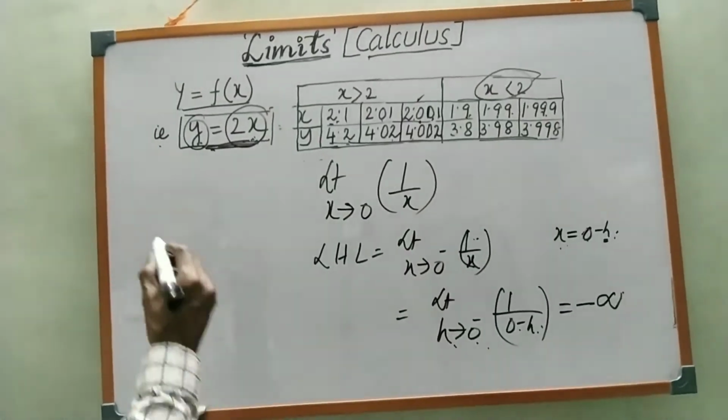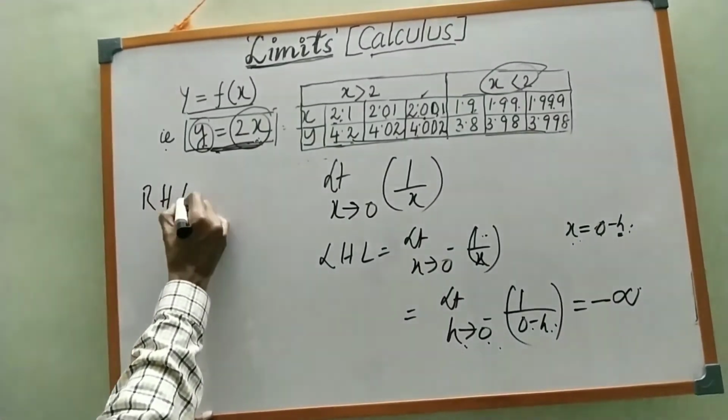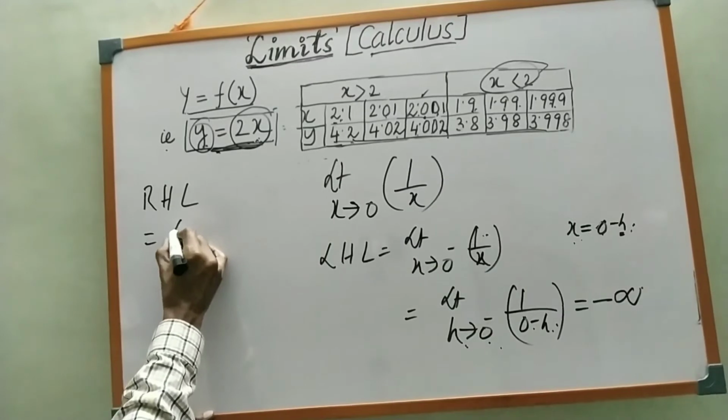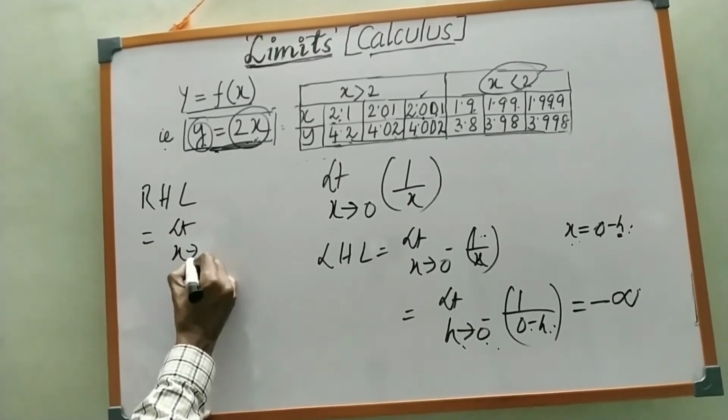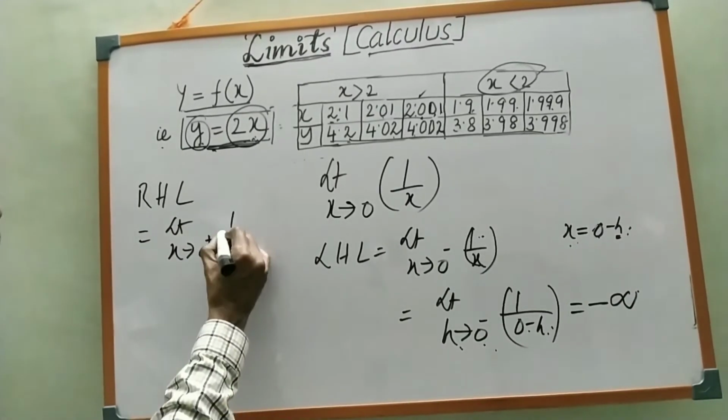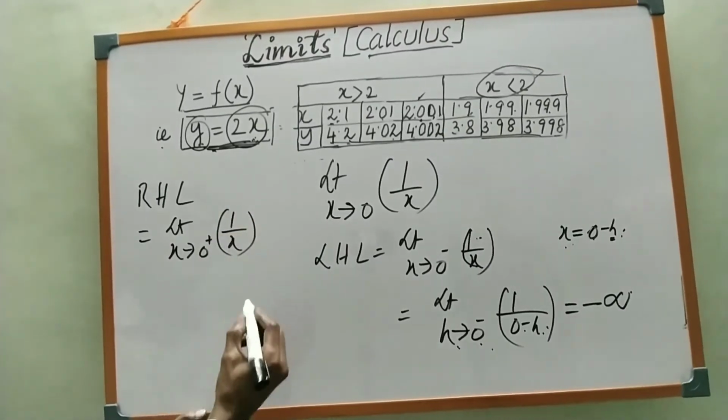If I calculate the right hand limit, then what is coming? That is equal to limit x tends to 0 plus of the function 1 by x.